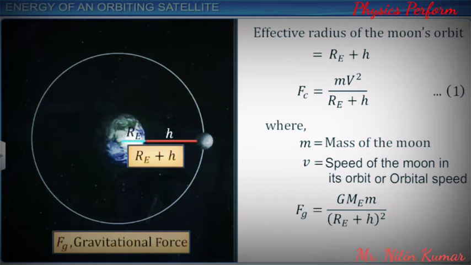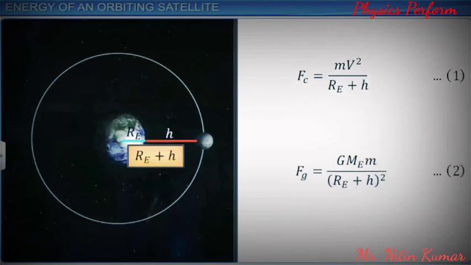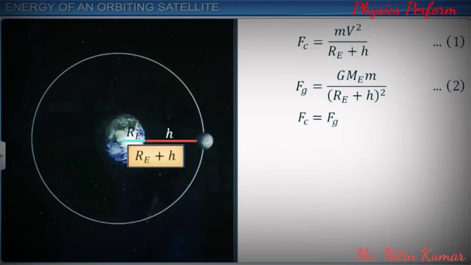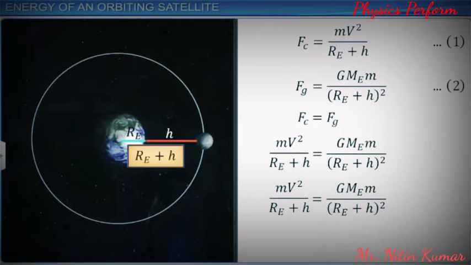Equating the two equations and simplifying, you get the expression for the speed of the moon in its orbit as square root of GME divided by Re plus h. Let this be equation 3.